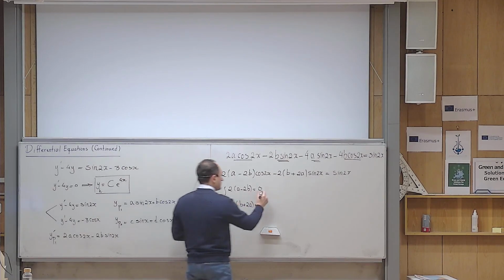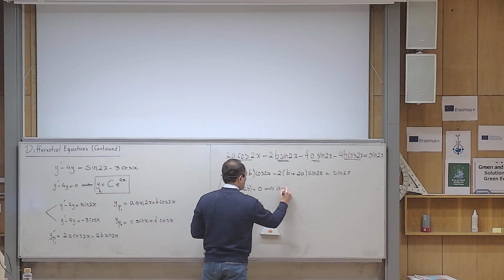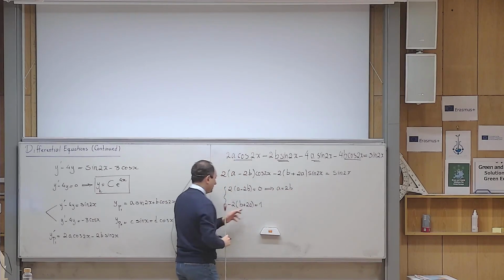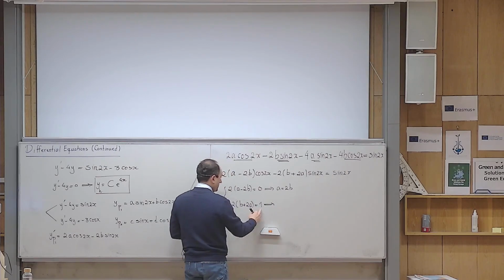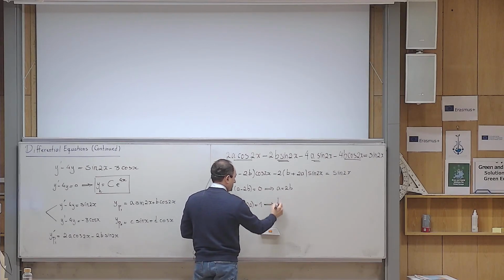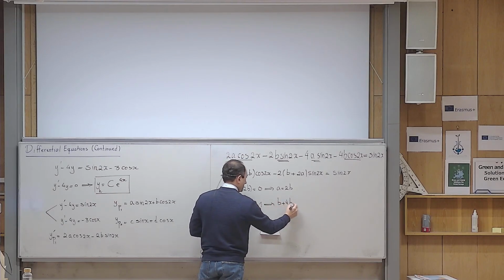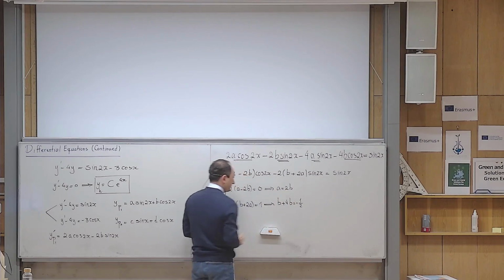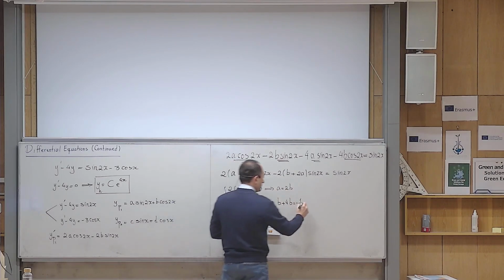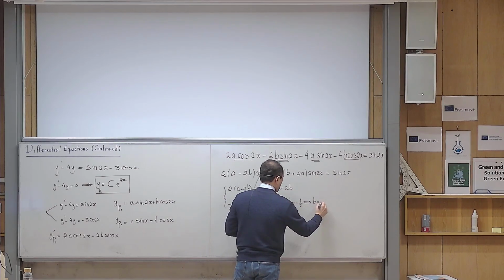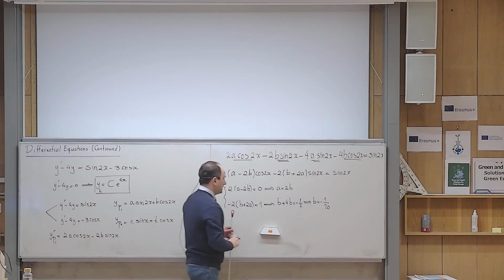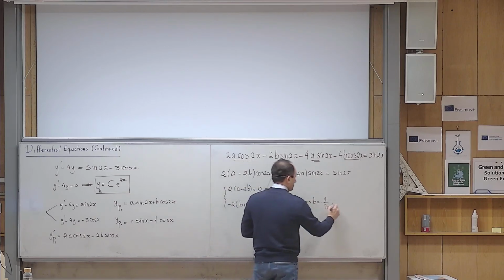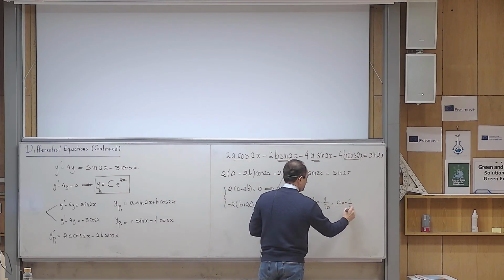So from the first equation, I get A is 2 times larger than B, and I put it here. So this means that I divide by minus 2. Instead of B, I write B. Instead of A, I put 2B times 2 is 4B. It's minus a half. So B becomes minus 1 over 10. And then A becomes minus 1 over 5. Yes?